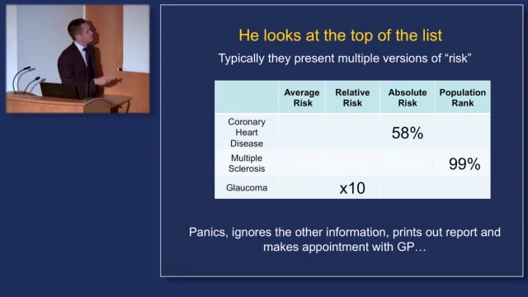So first of all, he sees that his absolute risk of coronary heart disease is nearly 60%. He's more likely to get it than not. And he may not have thought about that much, and that might be pretty scary. He might also find out that he's in the top 1% of risk for everybody in the population for multiple sclerosis, and that compared to the average person, he's 10 times more likely to get glaucoma. So all those things might be slightly scary, and we're going to try and explore some of that in the next few slides.